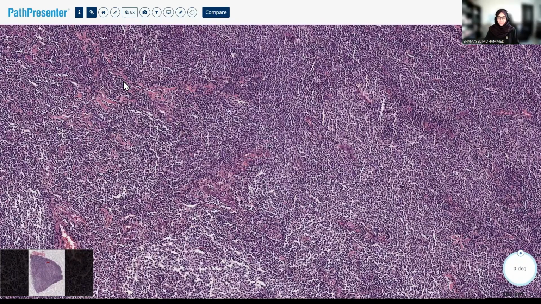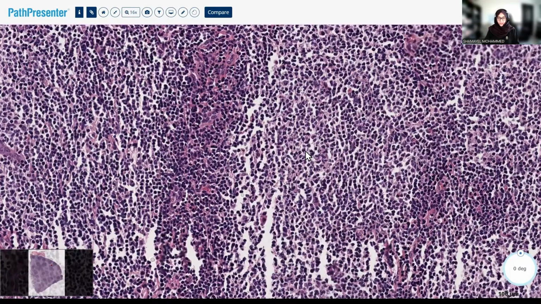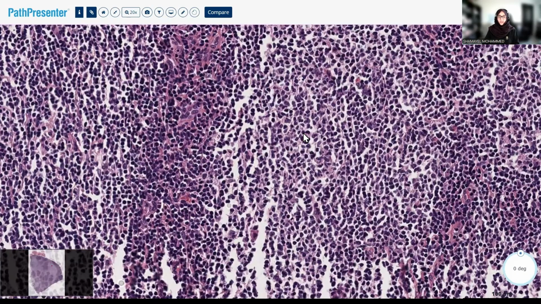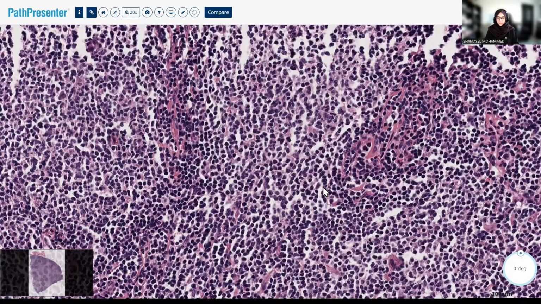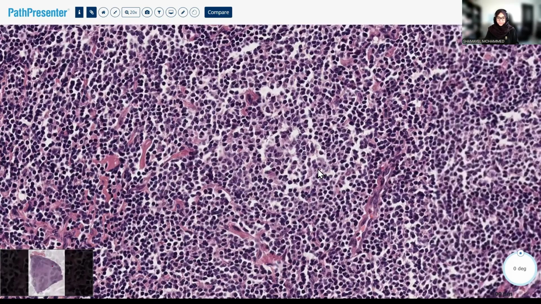Let's go around and see if we can see other features. So again, here you have in this nodular area, small to medium-sized lymphoid cells with clumped chromatin. You don't see large cells, so really you don't see a lot of large cells at all, at least by going around in this area.